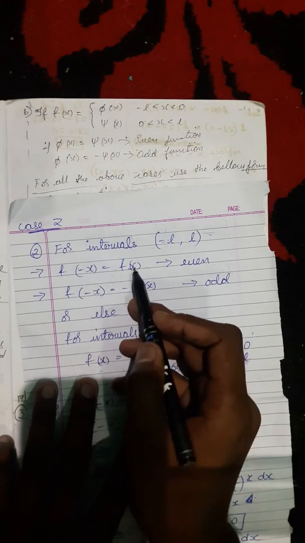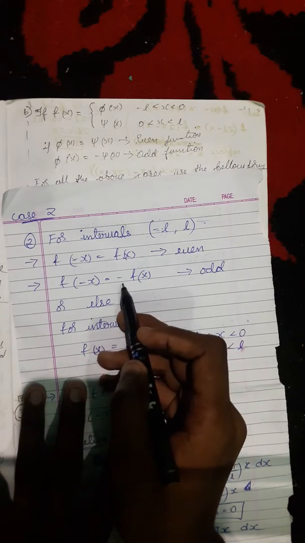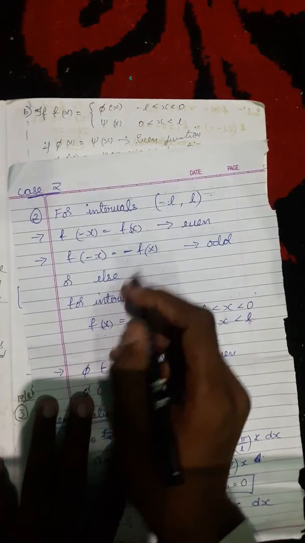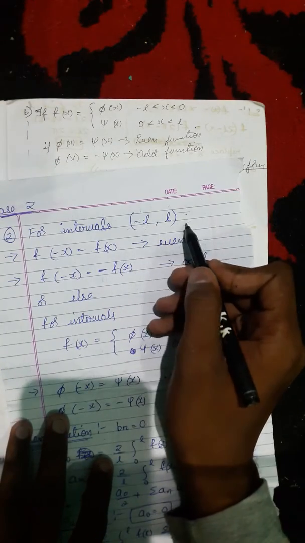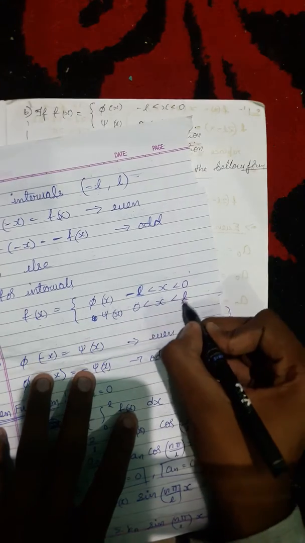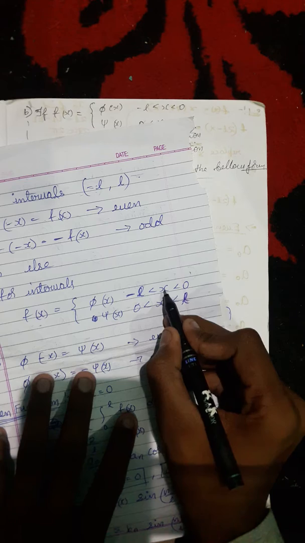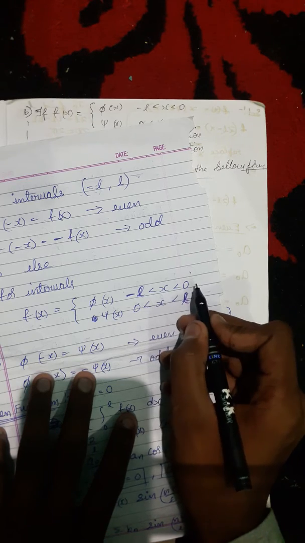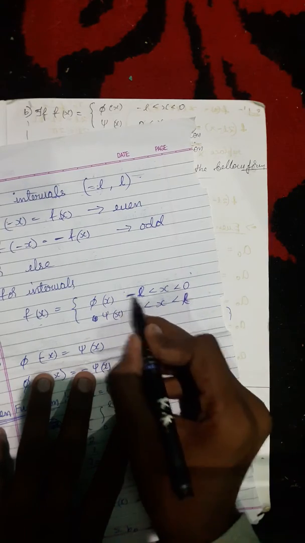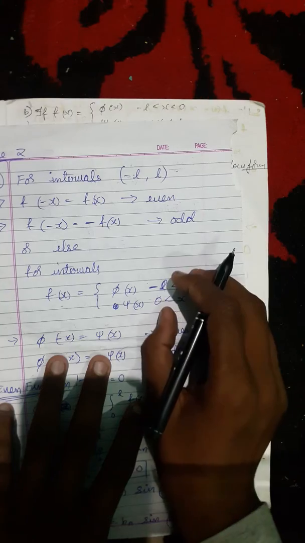f of minus x should be equal to f of x for an even function, and f of minus x should be equal to minus f of x in case of an odd function. Or else, the same thing: the interval minus L comma L may be split as minus L to 0, that is minus L less than x less than 0, and 0 less than x less than L. So minus L comma L is divided, as in the first case.